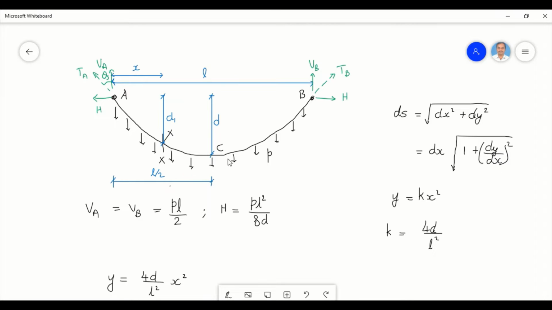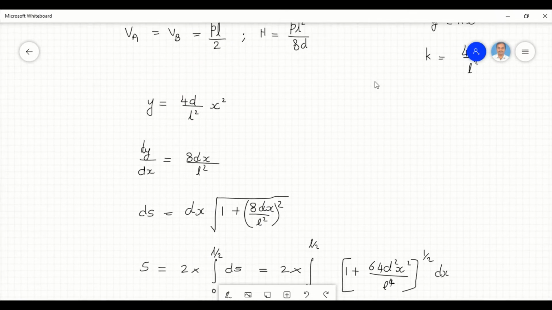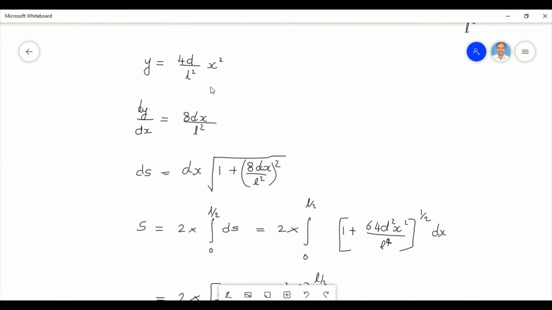And since I am considering only one half of this cable, I can write the shape of this cable as y is equal to kx square, where the value of k is 4d by l square, the equation of a parabola with the origin at C. So the expression for this one half of the cable is y is equal to 4d by l square into x square. When I differentiate this with respect to x, I will get dy by dx as 8dx by l square. I will substitute this dy by dx in the expression for ds. So ds is written as dx into square root of 1 plus 8dx by l square, the whole square.